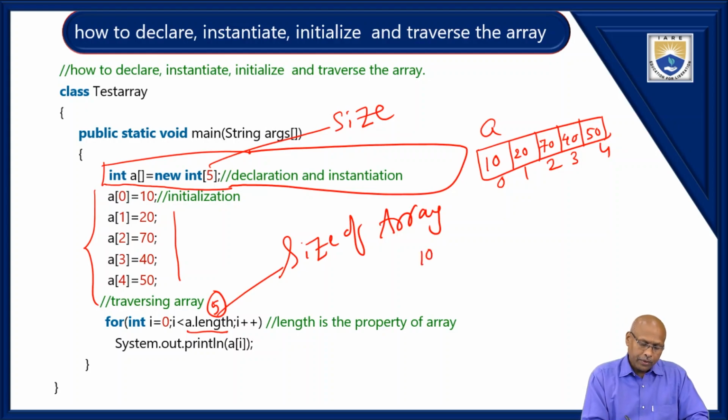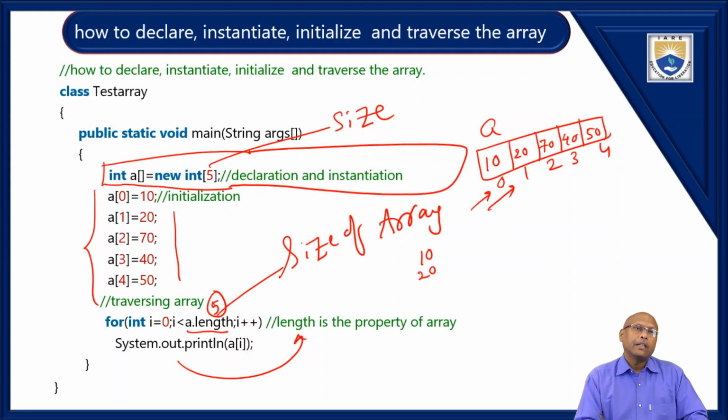After printing 10, the loop goes to the next i++. i goes to the next index, first the 0th index, then the next index. In the next index, what is the value? That is 20. So after 10, the 20 will be printed. Because it is a println statement, it will come to the next line. Then i++ goes to the second index.